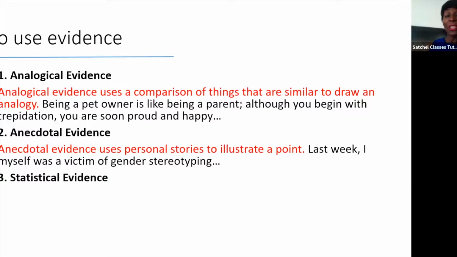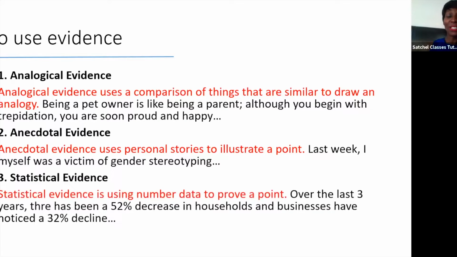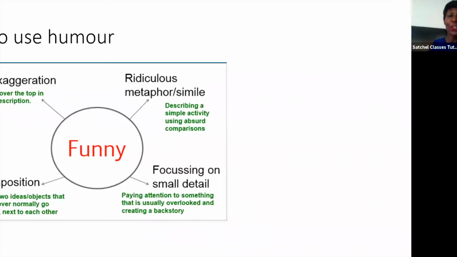Other evidence that would appeal to your audience is statistical evidence. Now, statistical evidence is using number data to prove a point. So you might talk about over the last 3 years, there's been a decrease or an increase or a decline. So you're talking about statistical data, and these numbers make your audience think that you are an expert, and so that's very appealing.